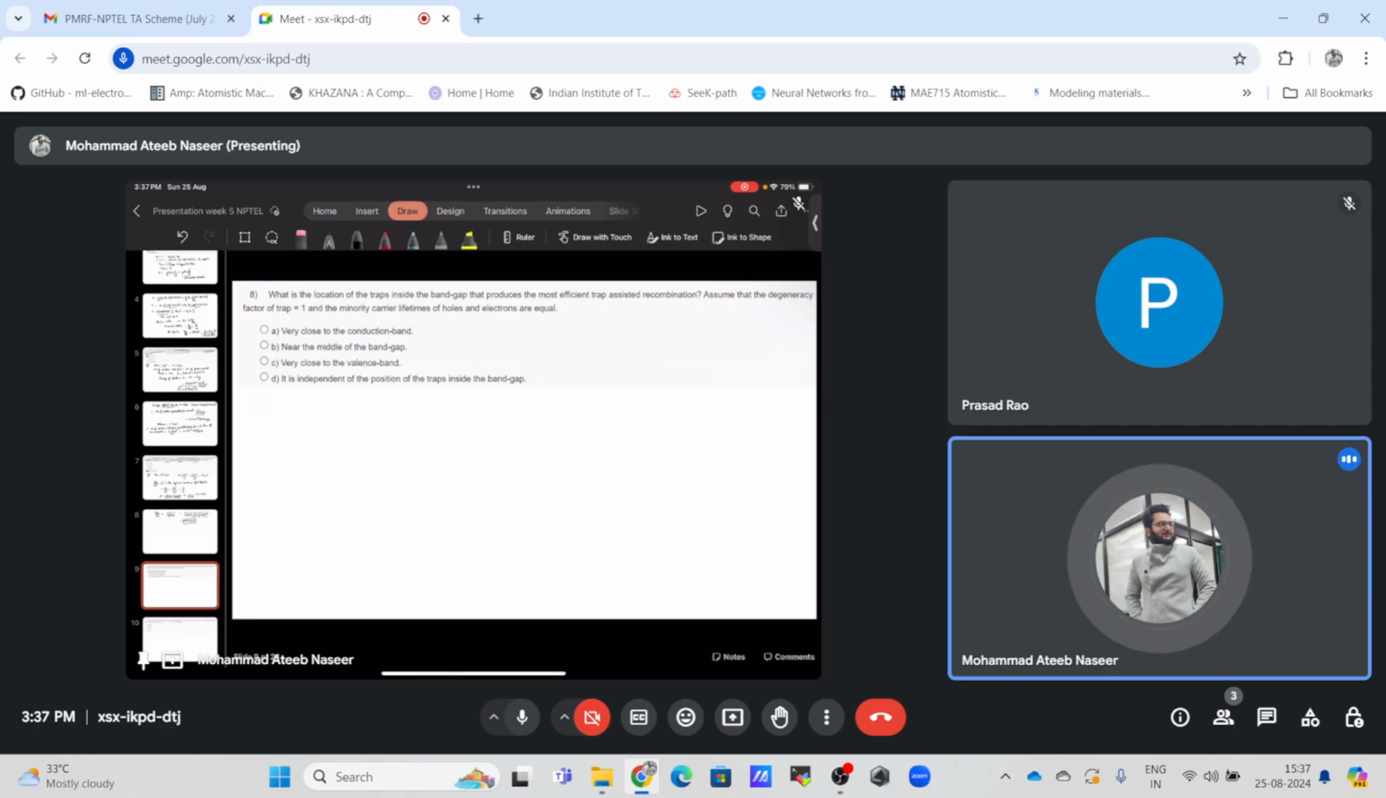So it says that we have to find the location of the traps inside the band gap that will produce the most efficient trap assisted recombination, and we have to assume the degeneracy factor of the trap is 1 and the minority carrier lifetimes for both electrons and holes are equal. Okay, so let's go to the recombination rate formula which the professor taught us in the class. Let us look into that first and see how we can have efficient trap assisted recombination in a material.